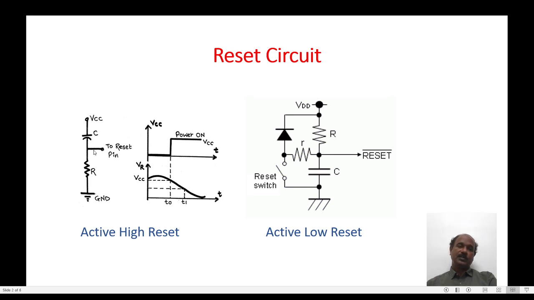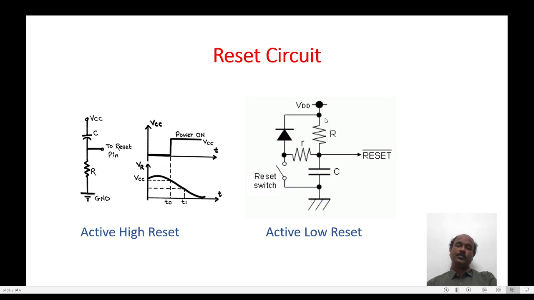Now if I interchange the values of R and C, as you can see in the right side diagram, it becomes an active low reset signal. This circuit generates an active low reset signal. When I give the initial power supply, the capacitor will act as a short circuit. The reset value of the reset pulse will be equal to 0, as it will be connected to ground. So the output here is initially 0.